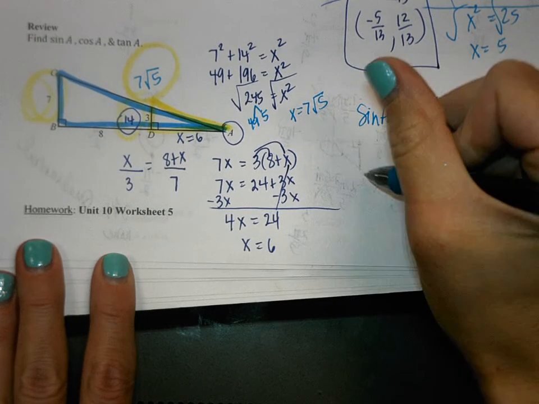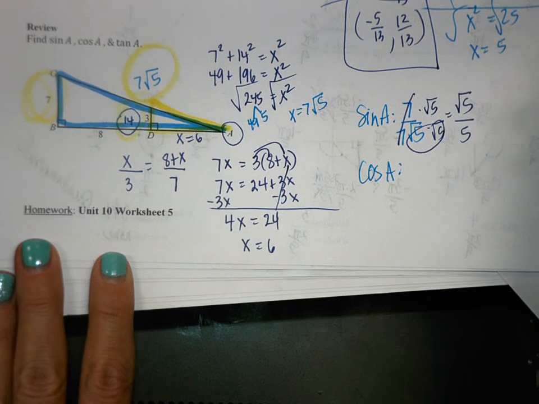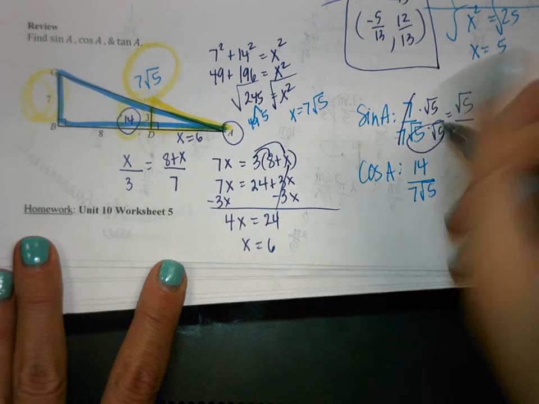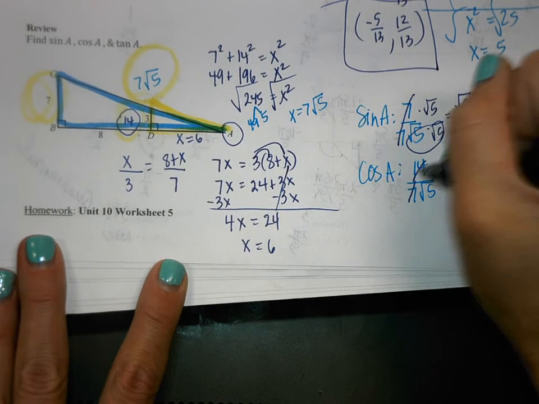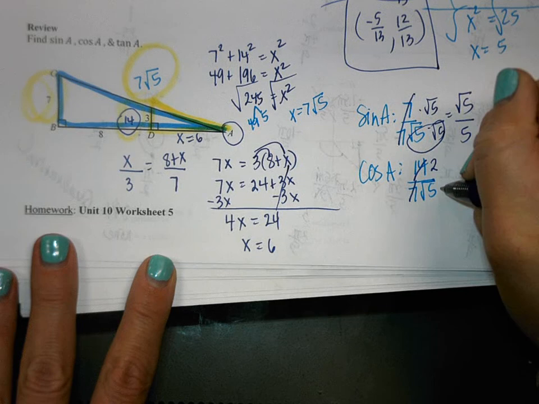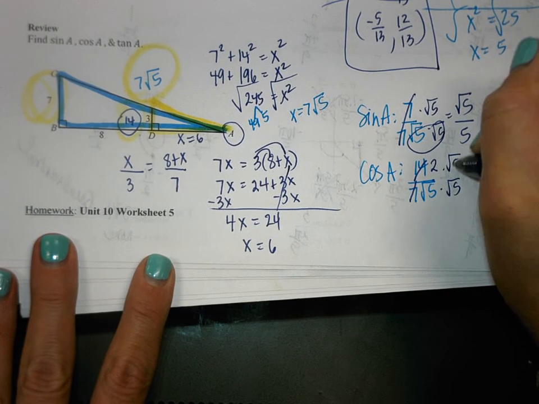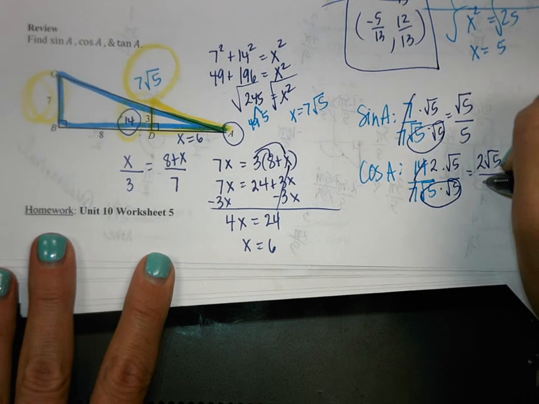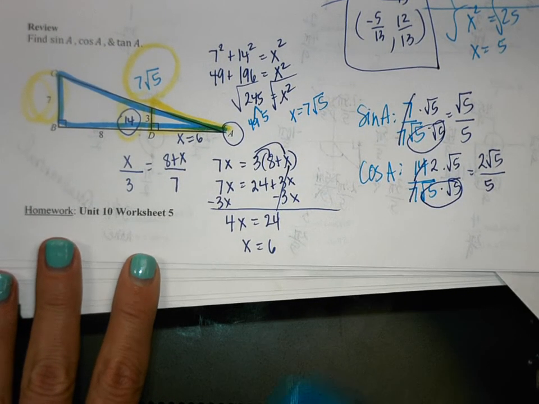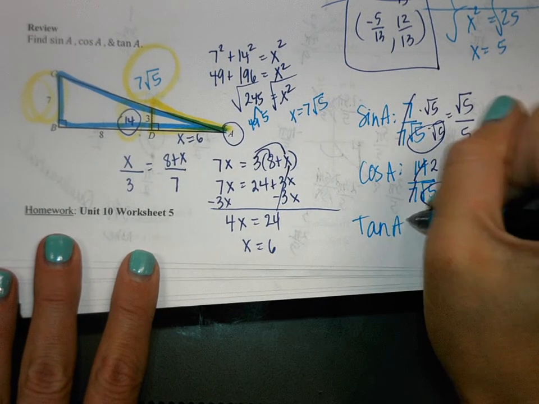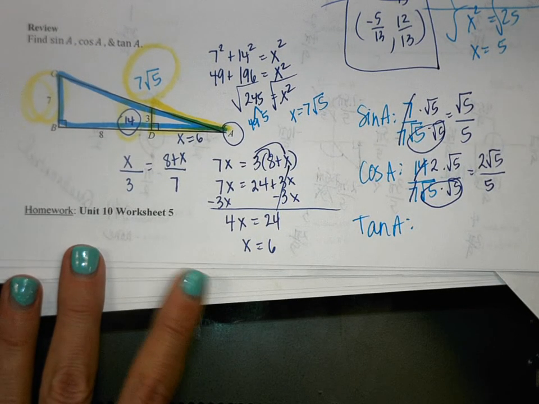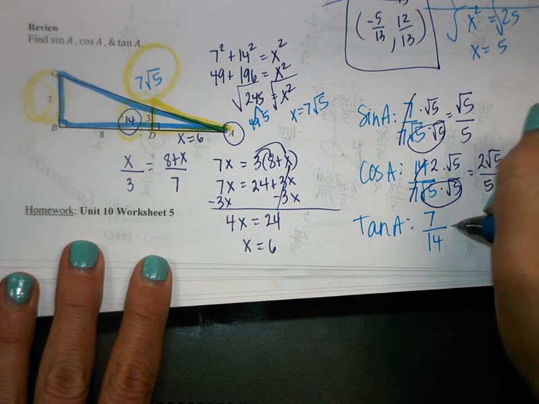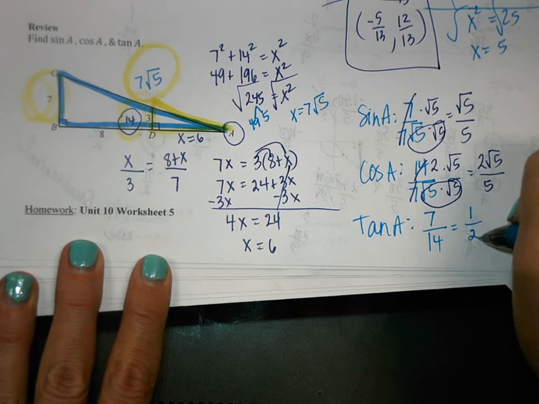Now, cosine A. What is cosine A? 14 over 7 root 5. Again, I can reduce. 7 goes into 14 2 times. But I have to rationalize the denominator, so I multiply by root 5. And we end up with 2 root 5 over 5. Okay, last one. Tangent of A is opposite, which is 7, over adjacent, which is 14, and that reduces to be 1/2. Okay, and that's it.